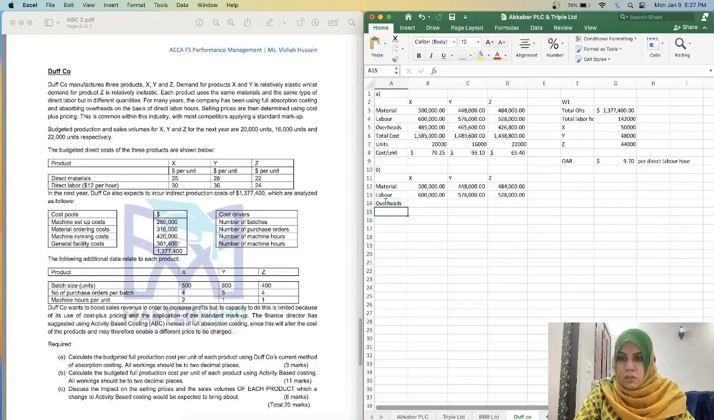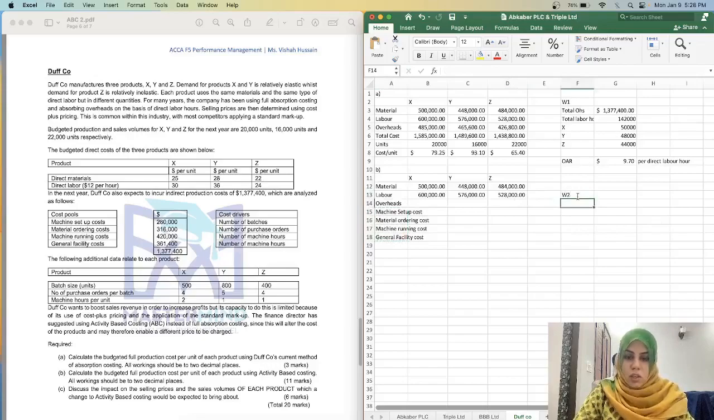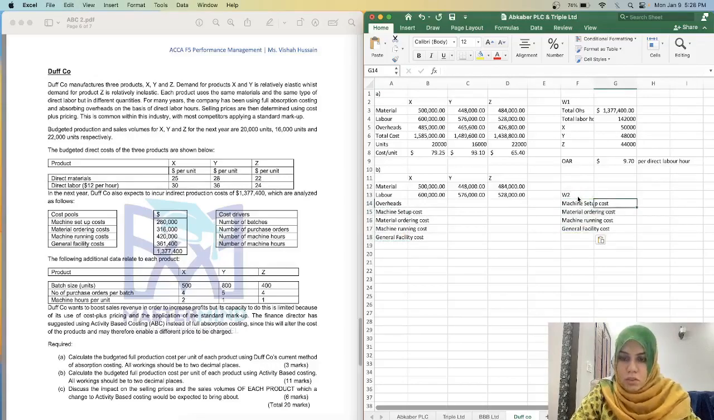Now for overheads, we have machine setup cost, material ordering cost, machine running cost, general facility cost. Okay, so we need to use the same for computation of OAR as well. So let's copy it down.